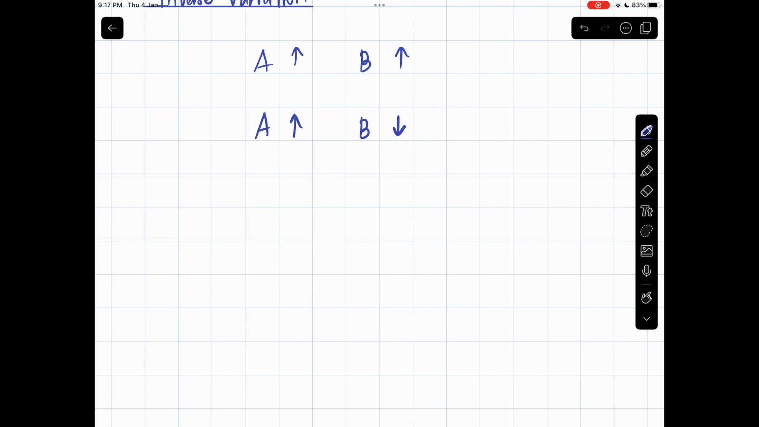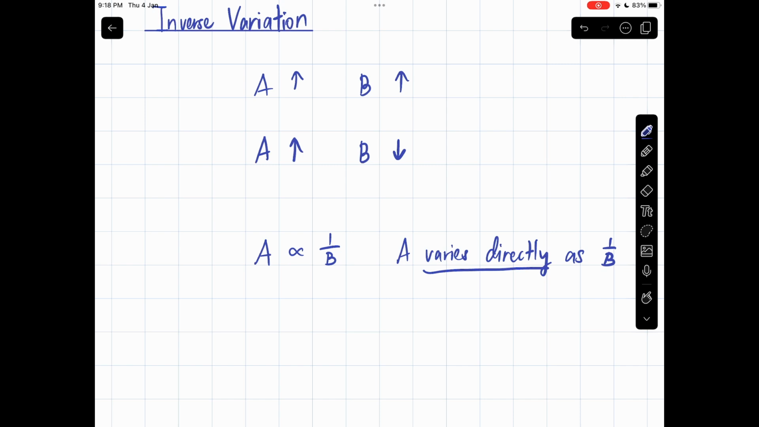That's the whole concept. To represent this in a variation form, we use the same symbol, the proportion symbol, but now instead of writing it as B, we change it to 1 over B. A is directly proportional to 1 over B, or A varies directly as 1 over B. So you might wonder, why did I use varies directly instead of using inverse?